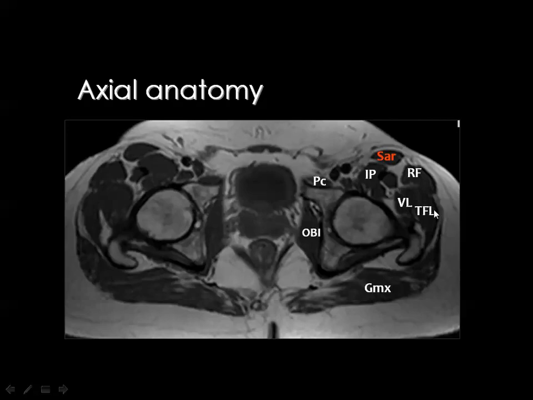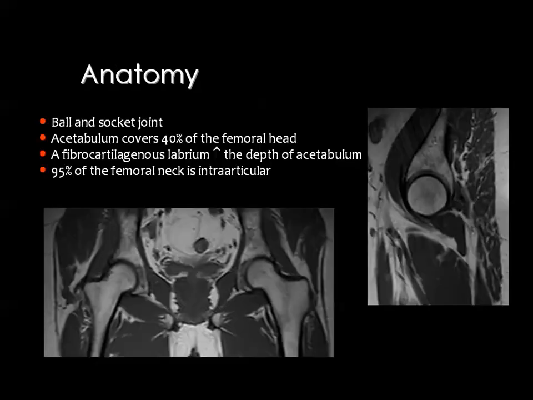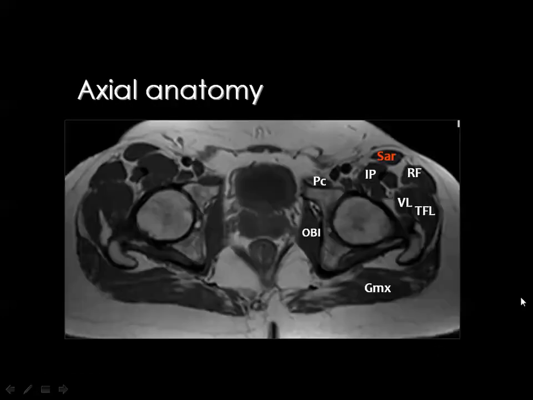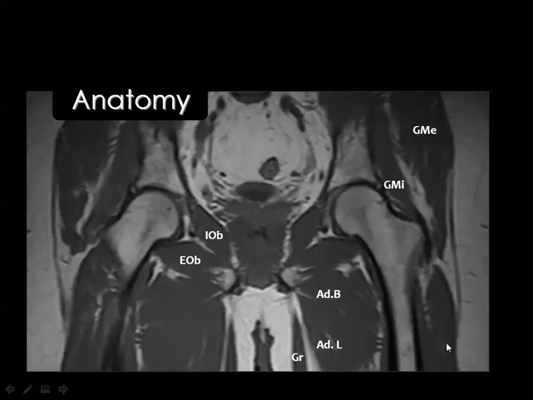This is the gluteus maximus muscle in this area. Then in the coronal image, we would like to emphasize the obturator internus, the obturator externus, the adductor brevis, the adductor longus. And these are, let us say, the most commonly injured muscles in sports related to the hip.